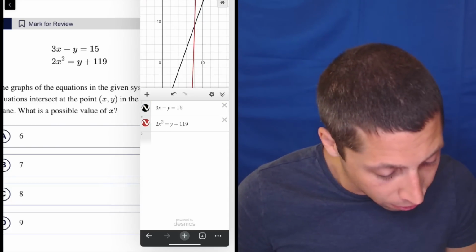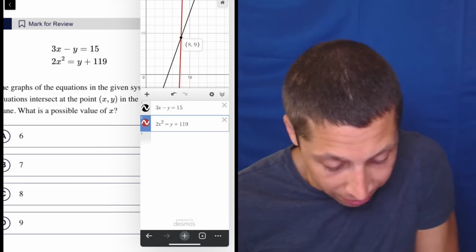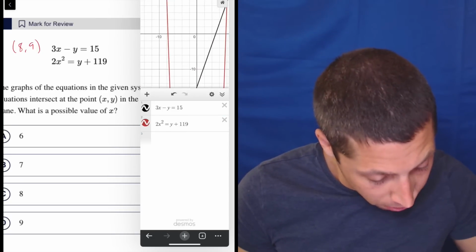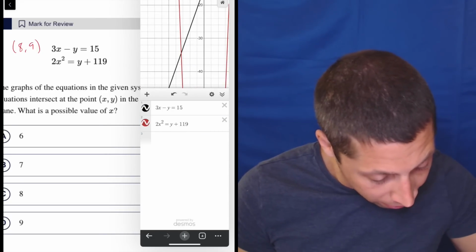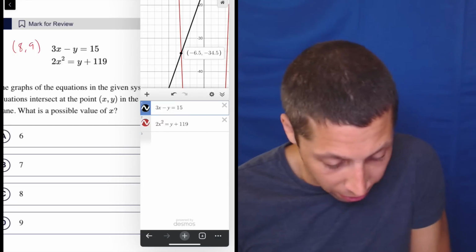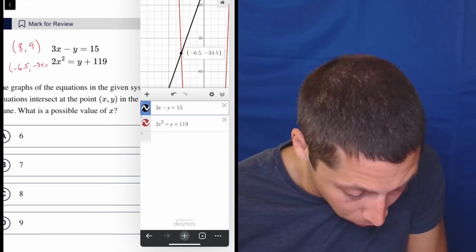So I see there is an intersection point here. So let's just write that down, right? So that's 8, 9. There's another intersection point all the way down here. I can follow the line and get to it. And that is, why isn't it working? There we go. That is negative 6.5, negative 34.5.